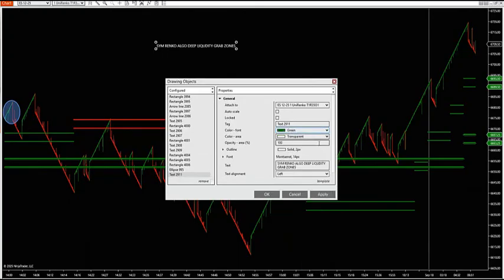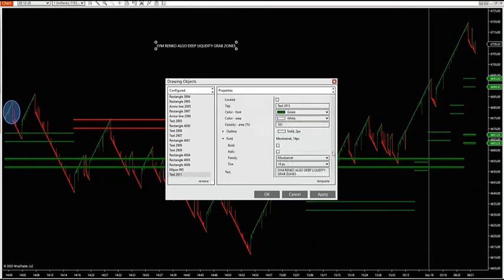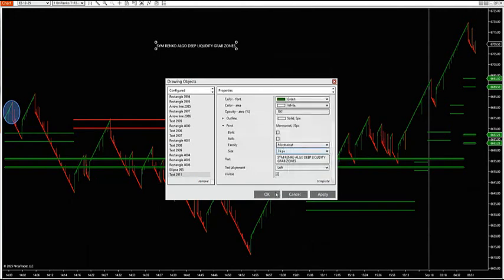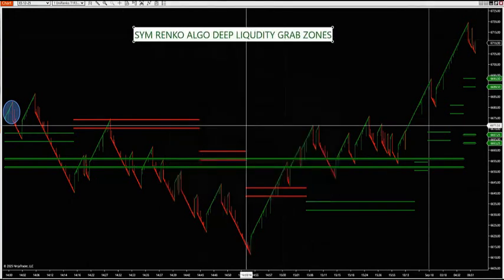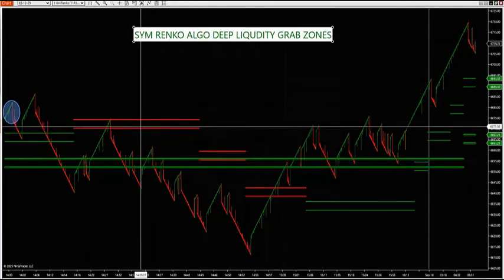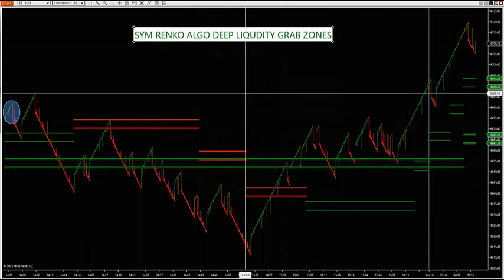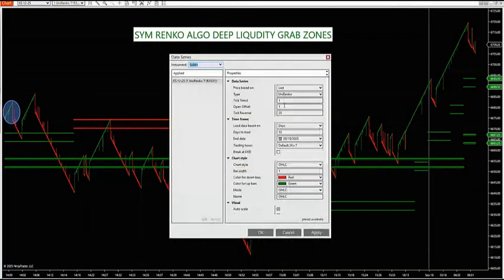So let's take a look after the Fed and what type of opportunity we had yesterday with the rate announcement. There we go. SIM Renko Algo Deep Liquidity Grab Zone. So you can see we have the 2 zones that we show in the room. You can have these on your own charts. Now, this is a 1135 Uni Renko chart.